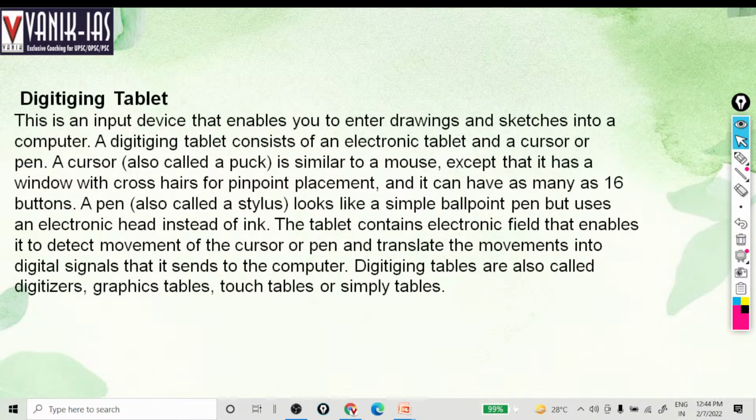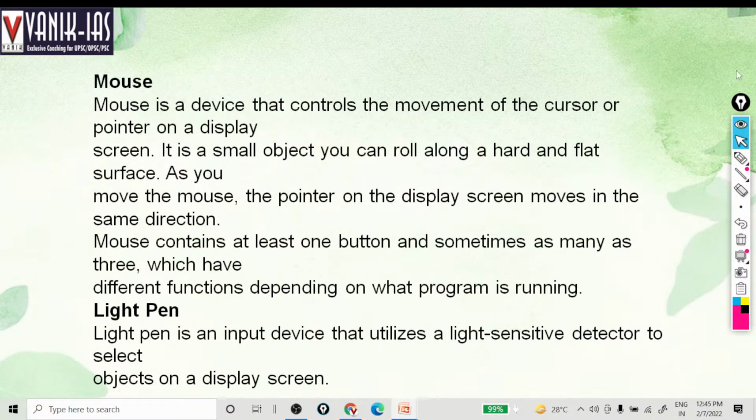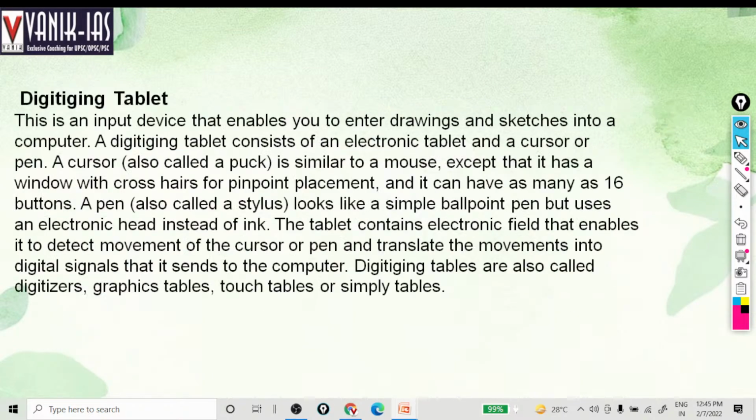Then digitizing tablet. Here we are using tablets. For example, now I am writing on a tablet. This is an input device that enables you to enter drawings and sketches into a computer. A digitizing tablet consists of an electronic tablet and a cursor or a pen. A cursor, also called a puck, is similar to a mouse. See, now this is the cursor. At the same time it can act as a cursor and also as a pen.